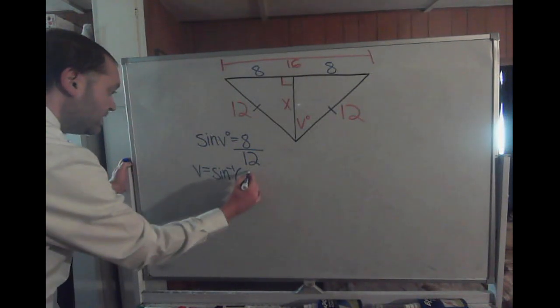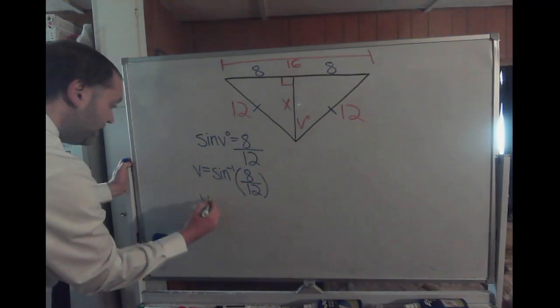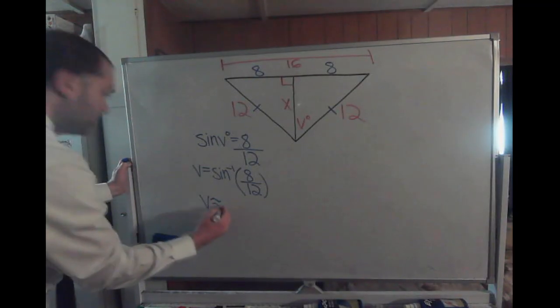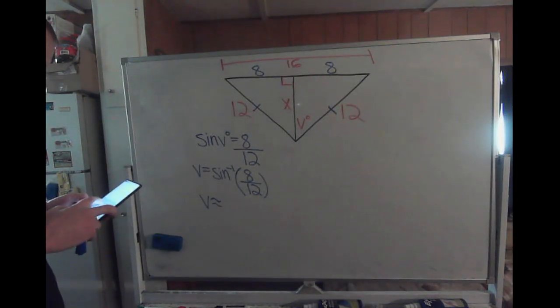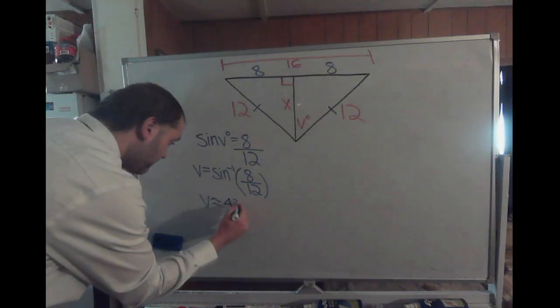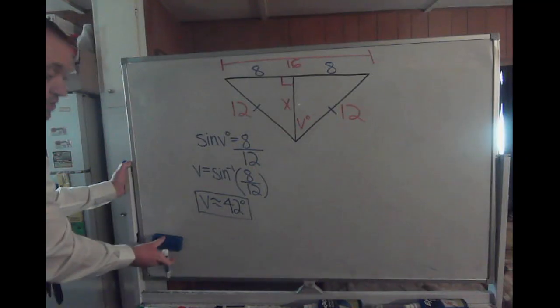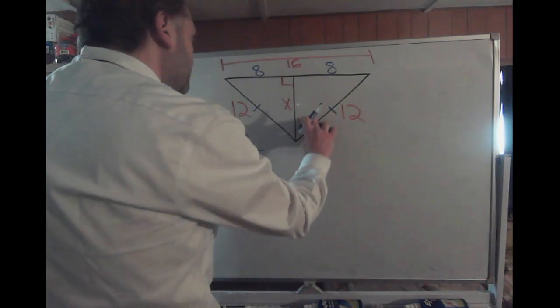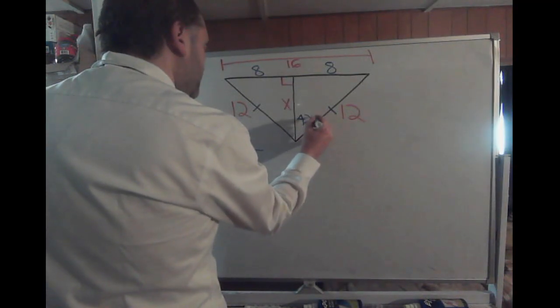inverse of 8 over 12. And then we'll get an approximation to the nearest degree for that sine inverse. Which would be about 42 degrees. So v is approximately equal to 42 degrees. So now why don't we put that in here, because that's going to enable us to solve for the x.